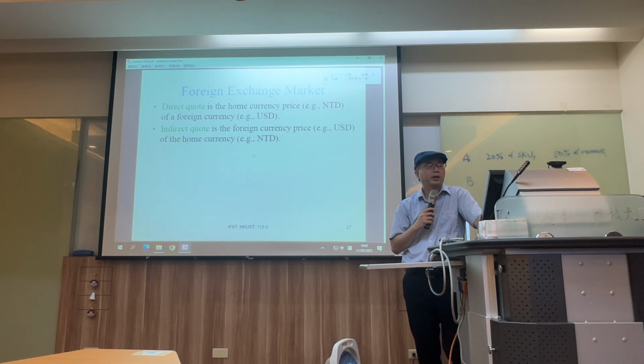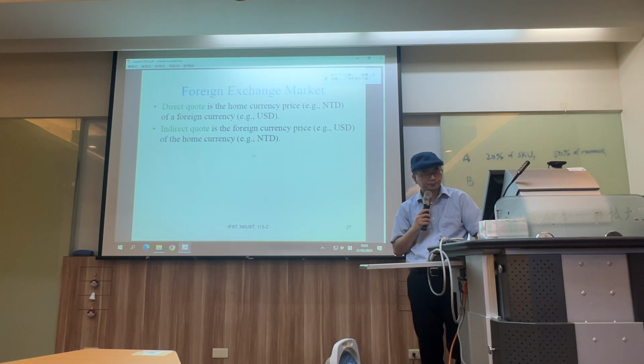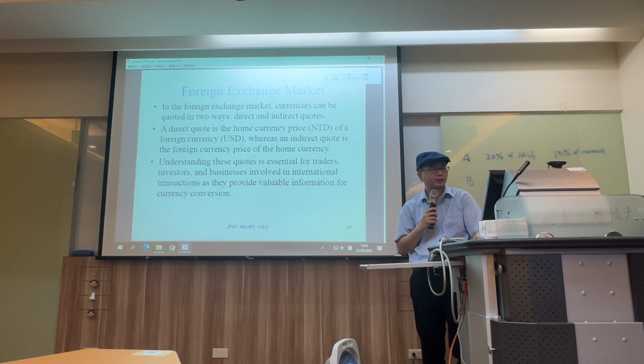Whereas the indirect quote is just 1 divided by the direct quote. And normally you will have something like 0.03, in decimal places. Because it's more difficult to memorize, despite its existence, the indirect quote is less commonly used compared to the direct quote.